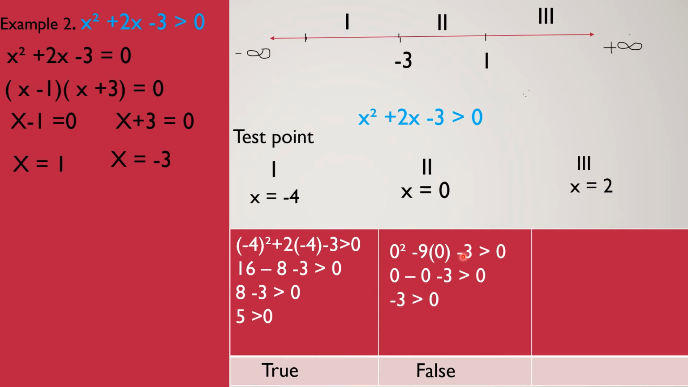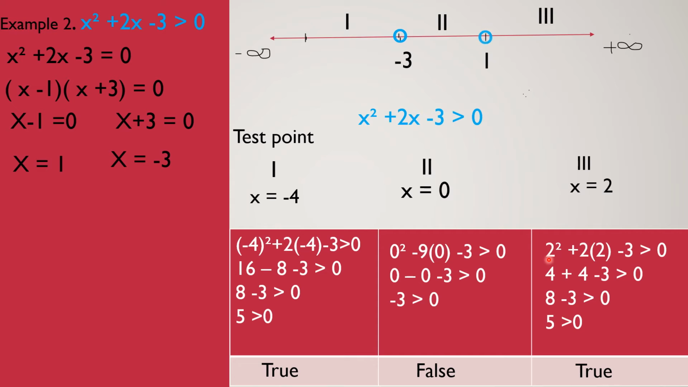What about the last part here, from 1 going to positive infinity? Let's choose x equal to 2 and substitute x by 2. So 2 squared plus 2 times 2 minus 3 is greater than 0. So 4 plus 4 minus 3 greater than 0. So we have 8 minus 3 greater than 0. 5 is greater than 0, which is true again. Which means that we have two regions as part of the solution set.